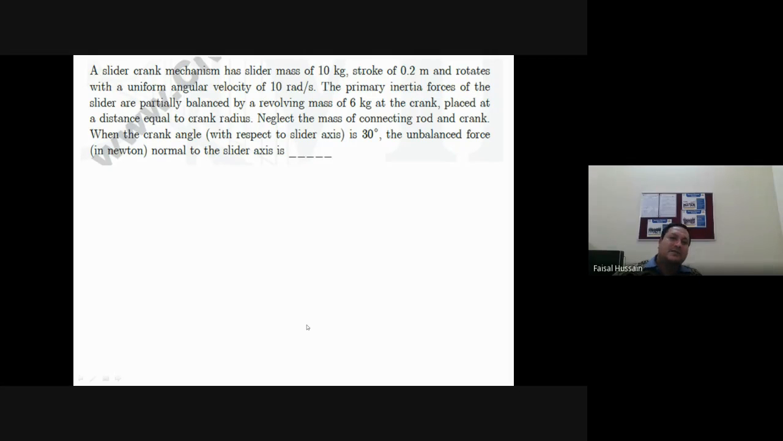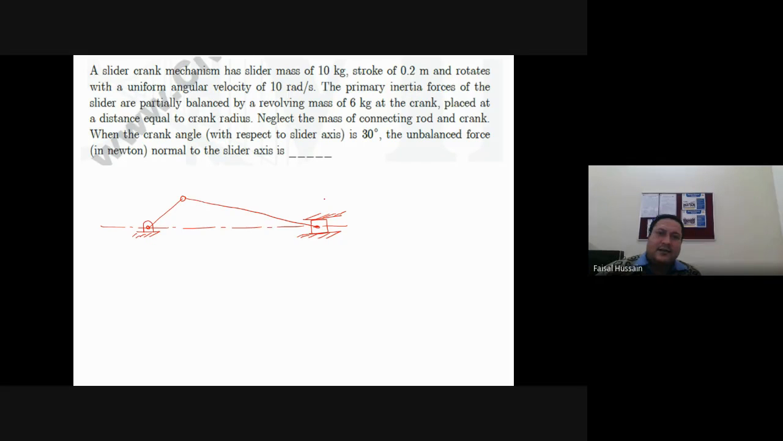A slider crank mechanism has slider mass of 10 kg. Okay, there is a slider crank mechanism like this. This is the line of stroke. Here, let us consider this as a fixed point, this as a crank, and this as a slider. Okay. So we have drawn a slider crank mechanism.